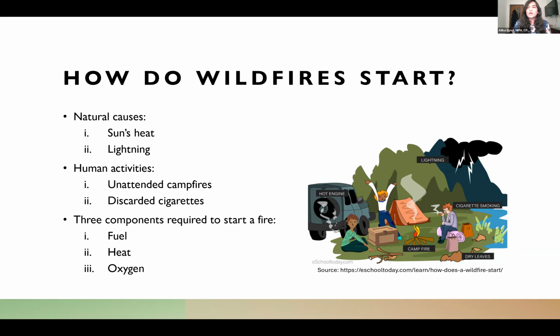No matter what the causes are, the following three components ignite a fire: fuel, heat, and oxygen. When these three components react together, that is when a fire occurs. Both the natural causes and human activities can result in the initiation of a chemical reaction to start a fire.